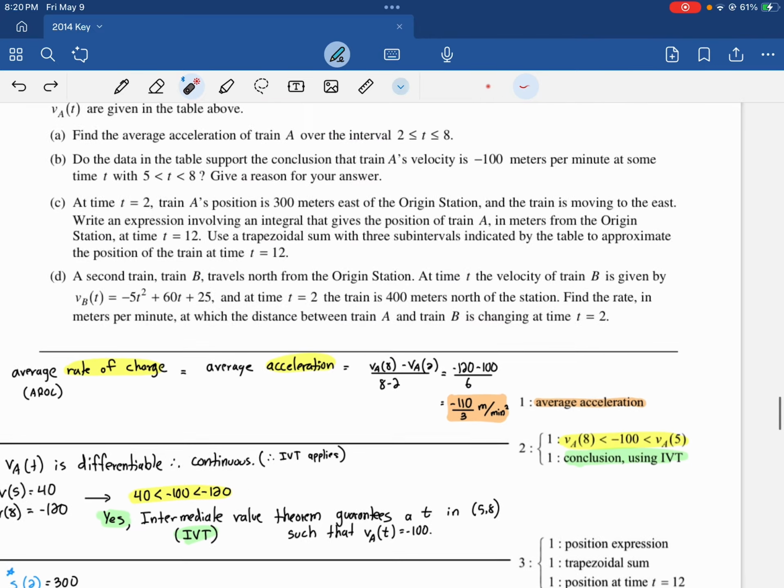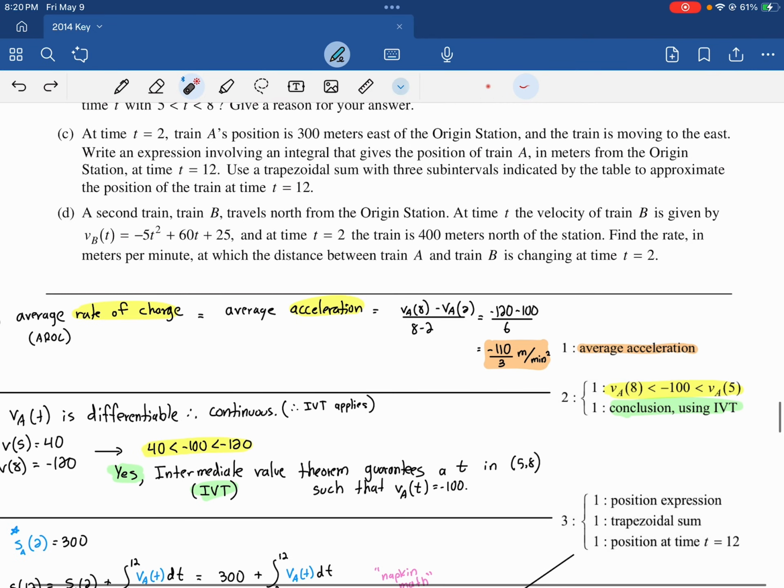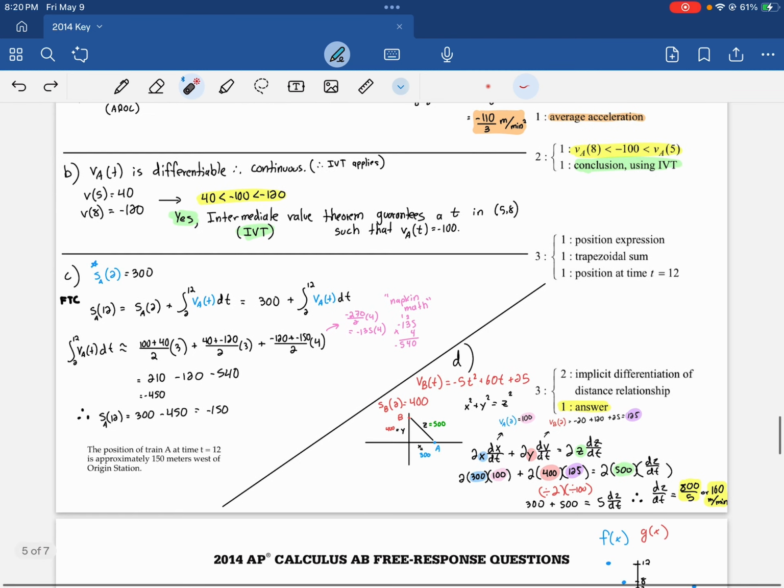This last part is probably the hardest of all the free response from this year. It is where we have to work with related rates. We bring in train B, which moves north and south, and they give me a velocity model for B. At time t equals 2, the train is 400 meters north of the station. Find the rate in meters per minute at which the distance between train A and train B is changing at a specific time. I think the best way to go about a problem like this is to visualize it.